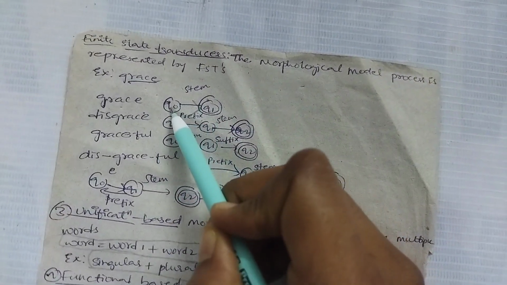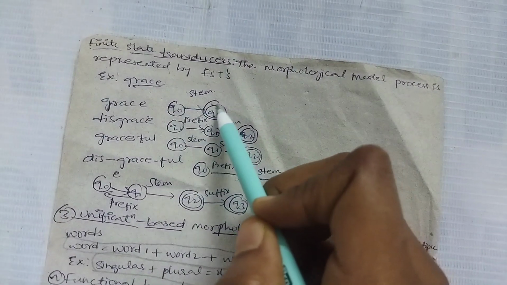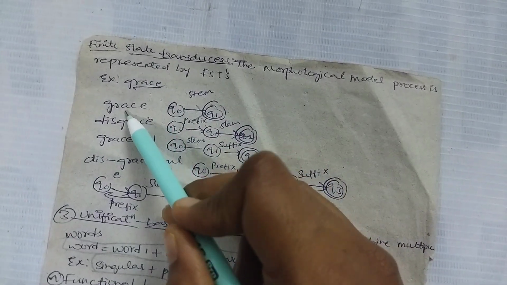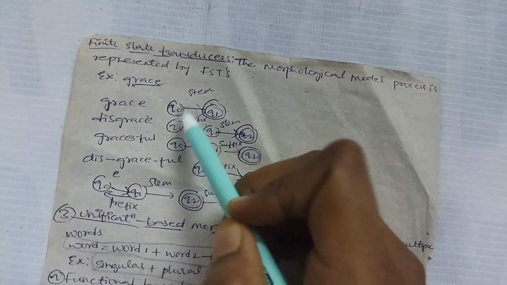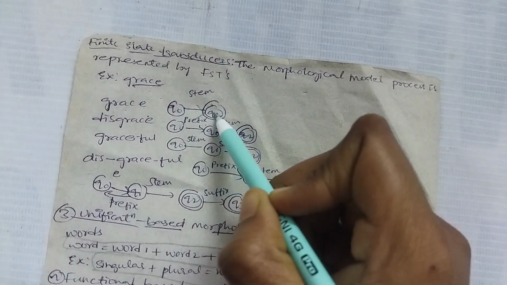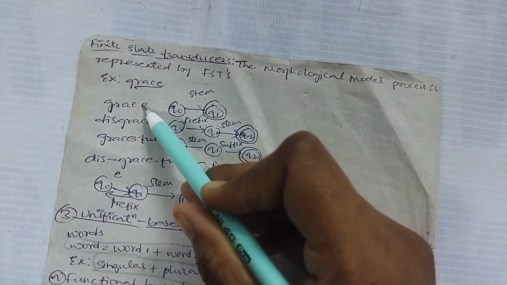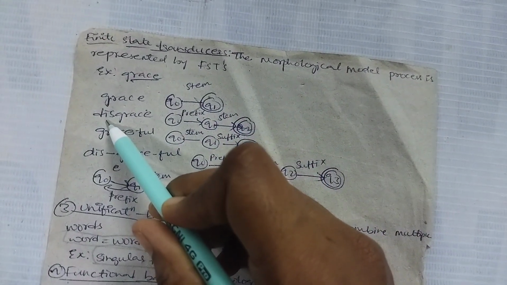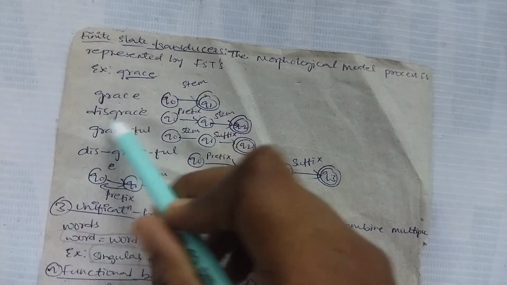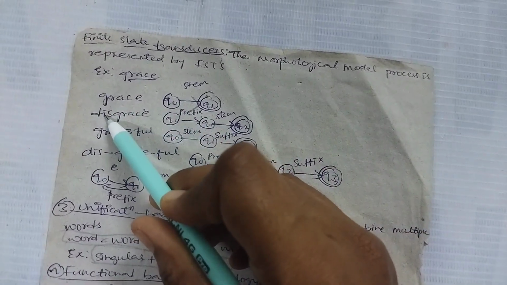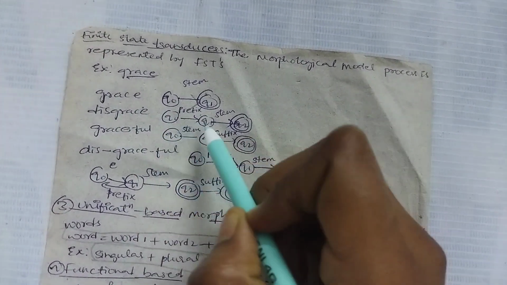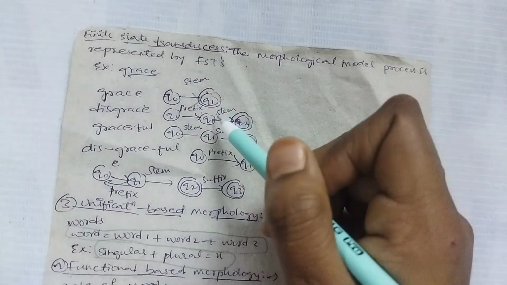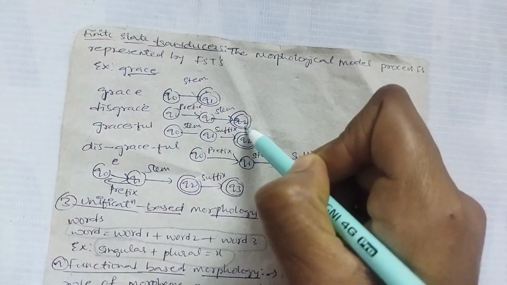Grace is a single word which starts with a single circle and ends with a double circle. Here there is a single part, that is the stem. Q0 is the starting state, and the ending state is regarding the steps. Here there is one word, so we represent it as Q1. Disagreement: here dis is added before the word grace, so it is a prefix. This is the stem word. Q0 to Q1 is the prefix, and Q1 to Q2 is the ending step. Grace is the stem, represented with a double circle.